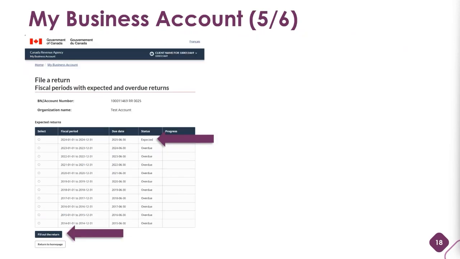The first page you'll see once you click File a Return is a list of all expected and overdue returns, if your charity has any. Select the one you'd like to complete and click Fill out the return. Please ensure you complete all expected and overdue returns.